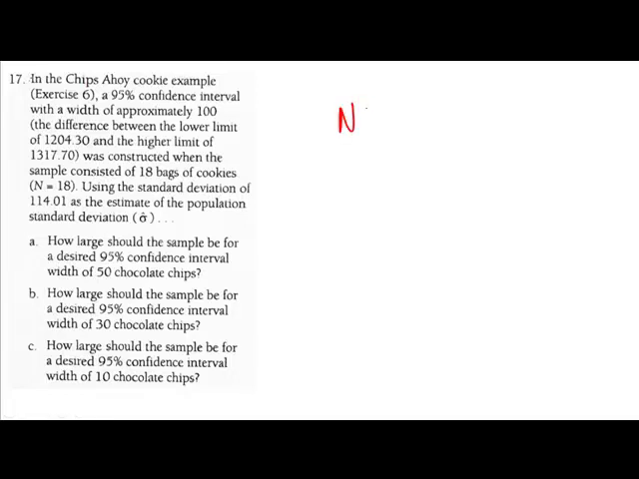The equation is n prime, so we're guessing at the number, equals z times sigma hat over the confidence interval width divided by 2, squared. Okay, now a couple of these things are slightly new.